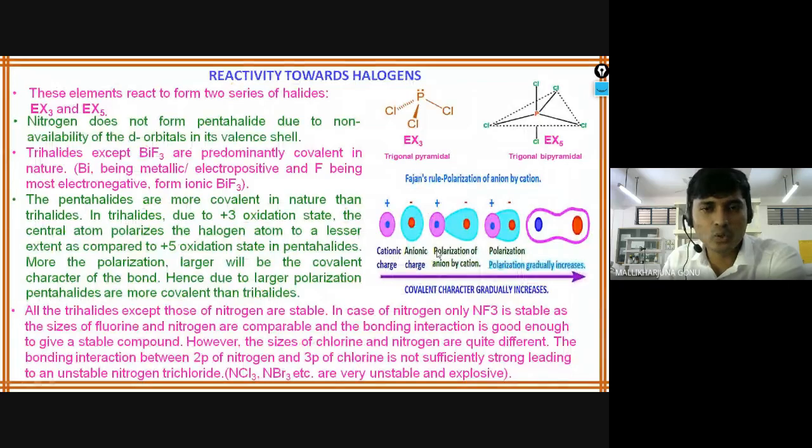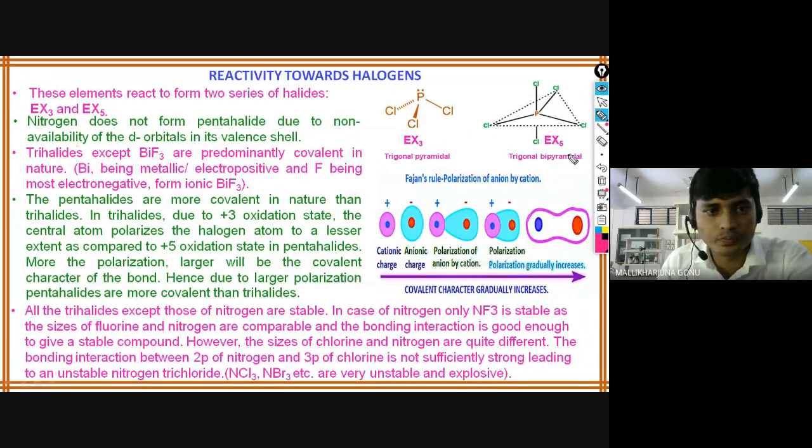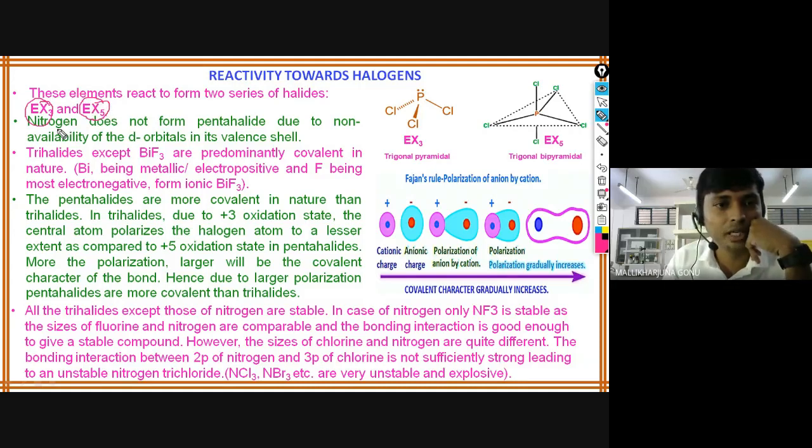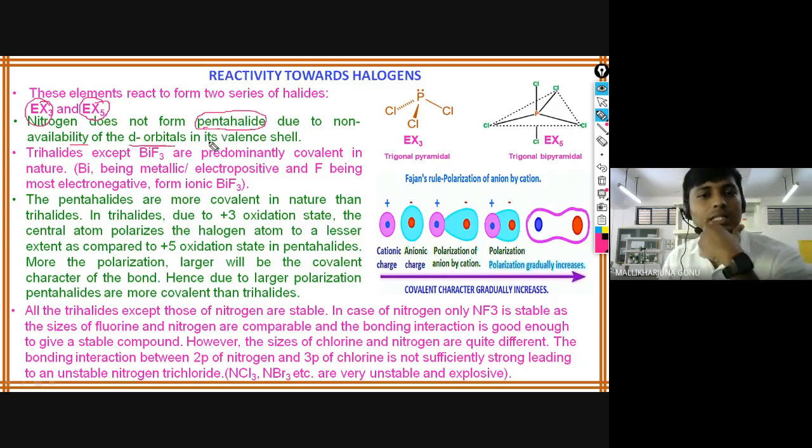Next, reactivity towards the halogens. What happens when they react? Those points we will see now. These elements react to form two series of halides, like NX3 and NX5. NX5 is not possible because the valency of nitrogen is only 4. But phosphorus can form PCl3 and PCl5. Nitrogen does not form pentahalides, as I have just discussed, due to non-availability of d orbitals in its valency shell. That is the reason.